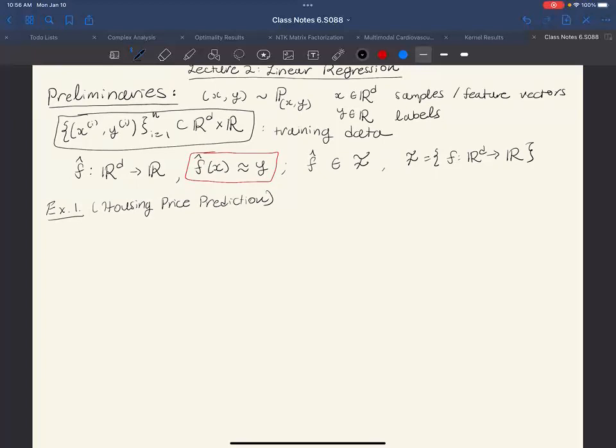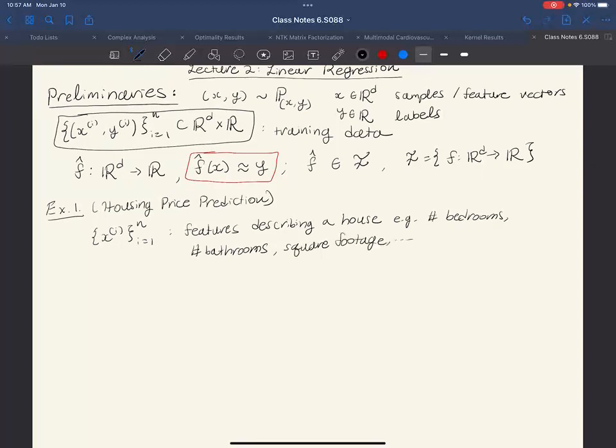The goal would be you're given a set of houses and features regarding these houses. So your x_i's, the set of x_i's, are features describing a house. This can be number of bedrooms, number of bathrooms, and so on. Square footage, let's say. And then similarly, you have these labels, which are going to be labels of the price of a house.